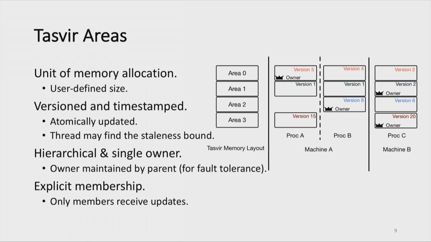So explicit membership is another notion. In this picture, we have area 0 owned by process A. Processes B and C are attached to it. They are in different versions. You can see that on machine A, for area 2, only process B is attached. Process A is not subscribed to that area. What this mechanism provides us with is scoping. So we don't get all the updates for all the areas that exist in the address space. So you can partition and limit the update traffic.